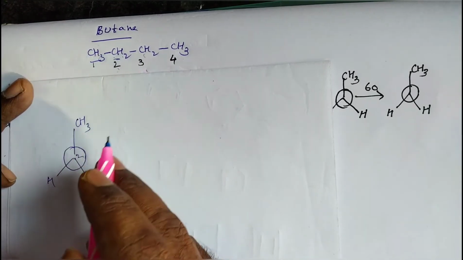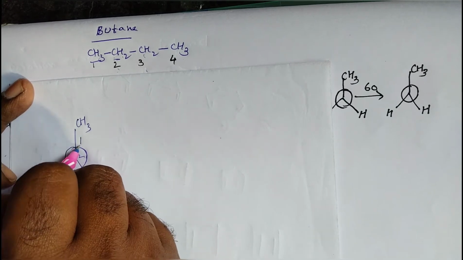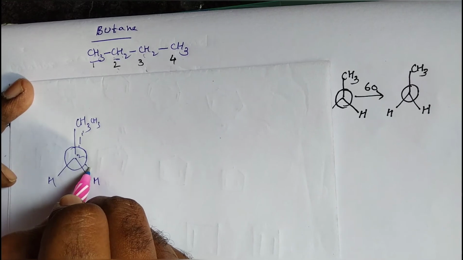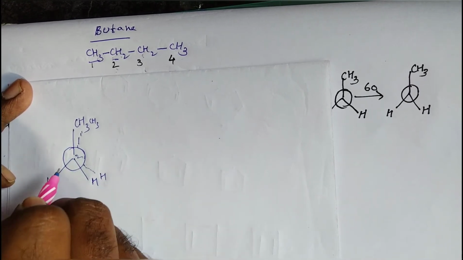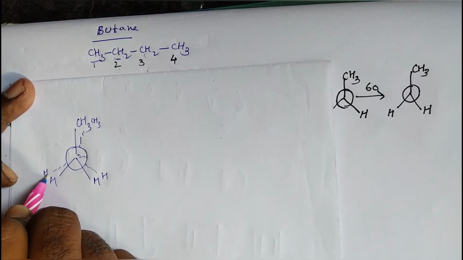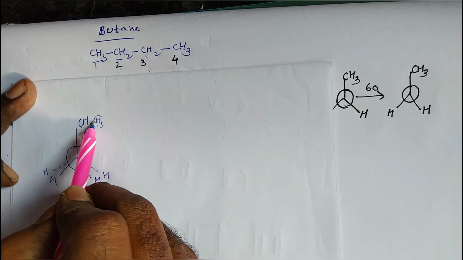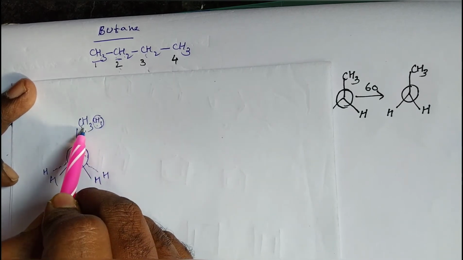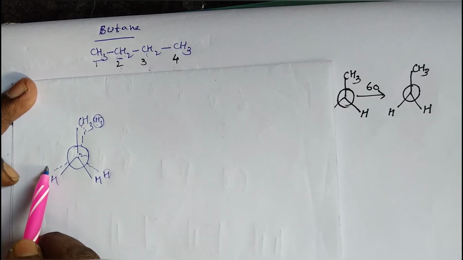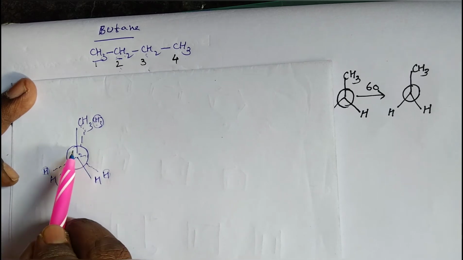Now the third carbon atom. Here I will write exactly back of this one, CH3, and exactly back of this one. The dotted lines are nothing but the back carbon hydrogen atoms. So this methyl group is exactly back of this methyl group, this hydrogen atom is exactly back of this hydrogen atom, and this hydrogen atom is exactly back of this hydrogen atom. So first you have to write in this form.